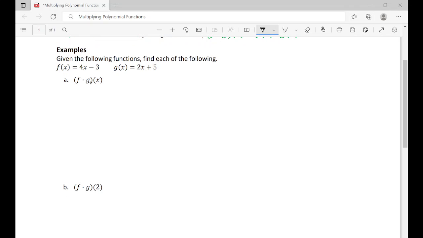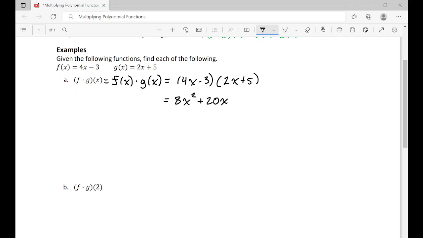We're going to find (f times g)(x) first, which again is just f(x) times g(x). So f(x) is 4x - 3 and g(x) is 2x + 5. And now we're going to multiply this by distributing or foiling, whichever you prefer. So 4x times 2x, 8x squared, 4x times 5, 20x, negative 3 and positive 2x, negative 6x, and then negative 3 times 5, negative 15.